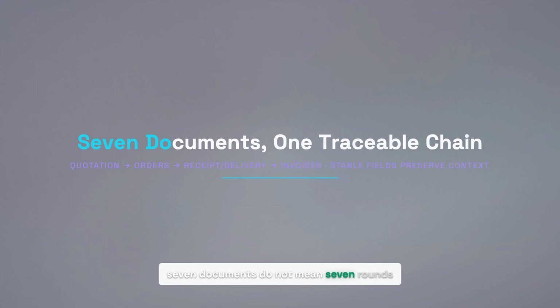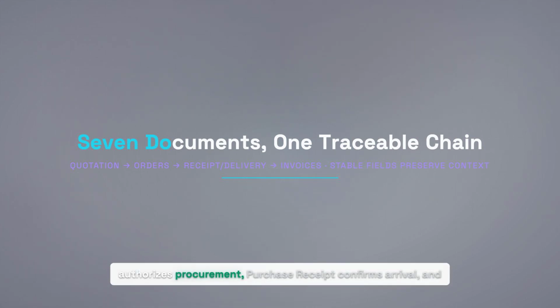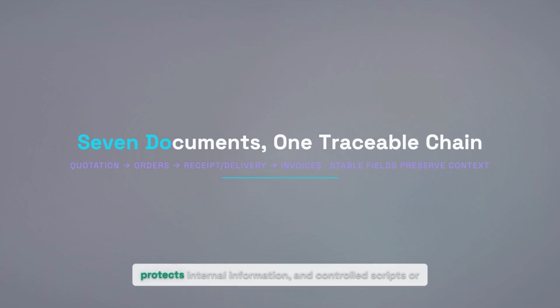In summary, 7 documents do not mean 7 rounds of retyping. Quotation defines the offer. Sales order confirms demand. Delivery note moves stock, and sales invoice recognizes receivables. Purchase order authorizes procurement. Purchase receipt confirms arrival, and purchase invoice recognizes payables. Stable field names preserve context across source documents. Print hide protects internal information, and controlled scripts or apps implement real automation.